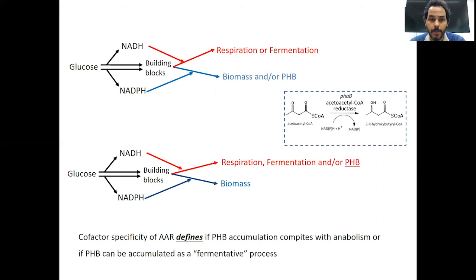When PHB is produced associated with the reoxidation of NADPH, it is a process that competes with biomass formation. On the other hand, if we are capable of producing PHB linked to the reoxidation of NADH, we will be producing PHB as a fermentation product. Therefore, the cofactor specificity of the acetoacetyl-CoA reductase is a very important condition deciding whether the PHB accumulation we will have is a NADH- or NADPH-driven process that will or will not compete with biomass formation.